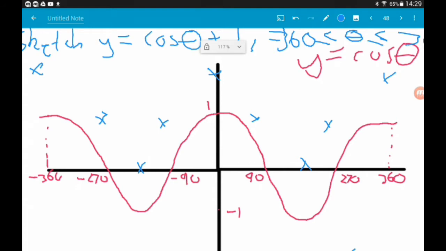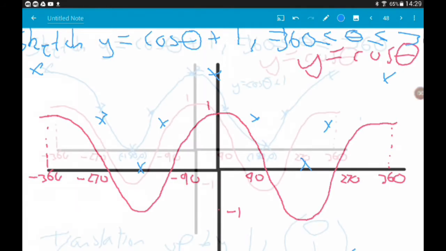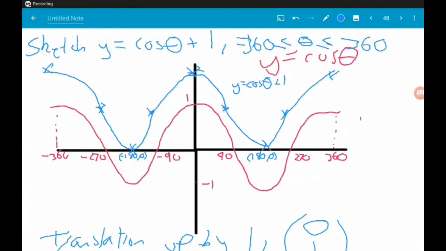So there are our points. Let's join them together. Okay, so that's how it's going to look. Exactly the same graph. It's just all moved up by 1 place. So the troughs of the graph now sit on the x-axis, and the peaks are now at y equals 2.